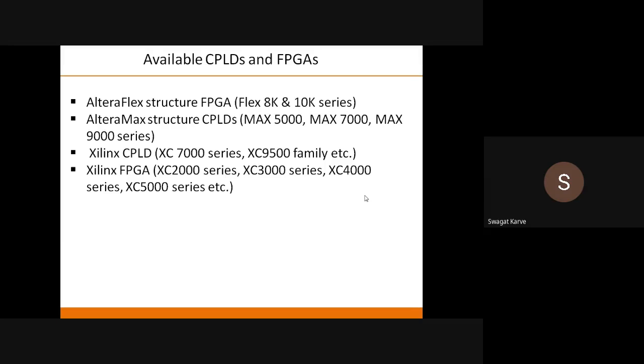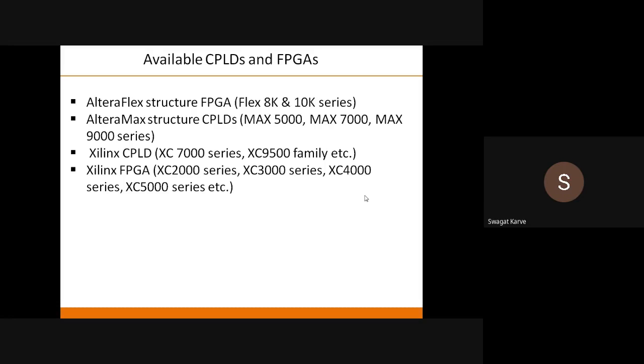ओके, now available CPLDs and FPGAs. So these are the CPLDs and FPGAs that are available in the market and most widely used for different applications. So basically, Altera is there, then Xilinx. These are the two famous companies or manufacturers that manufacture different FPGAs, CPLDs.